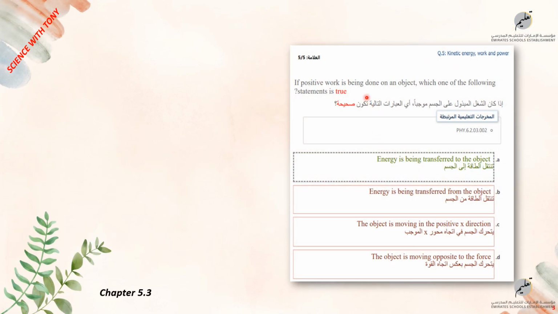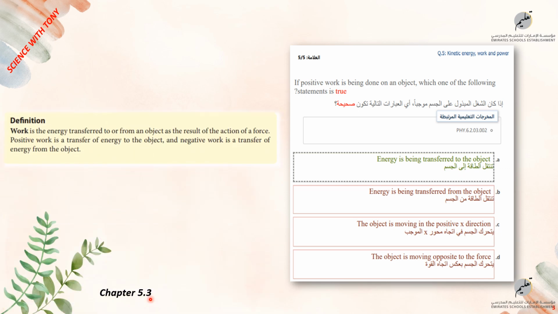If positive work is being done on an object, which of the following statements is true? Also, to answer this question, we have to refer back to chapter 5, section 3. It's written that work is the energy transferred to or from an object as a result of a force. So positive work is a transfer of energy to the object.